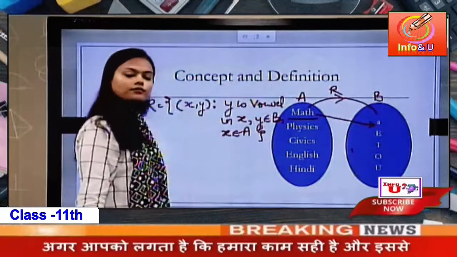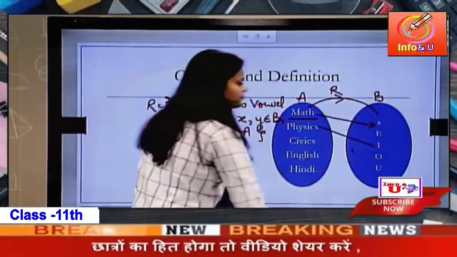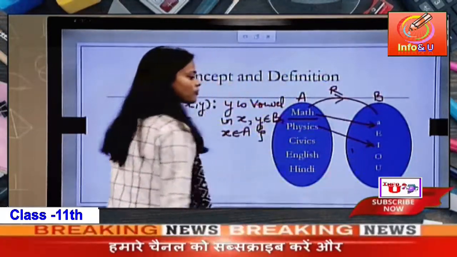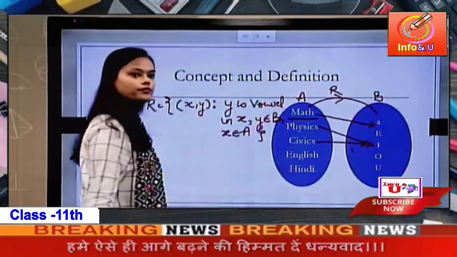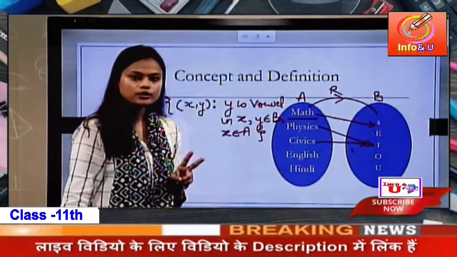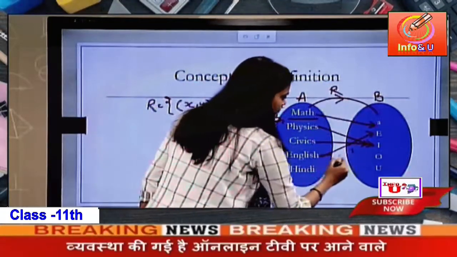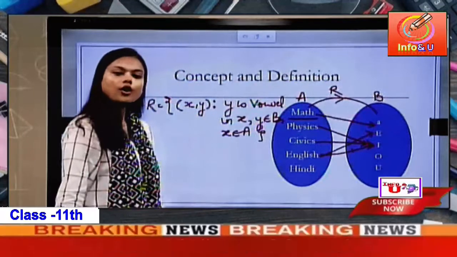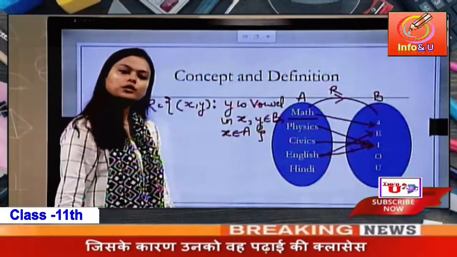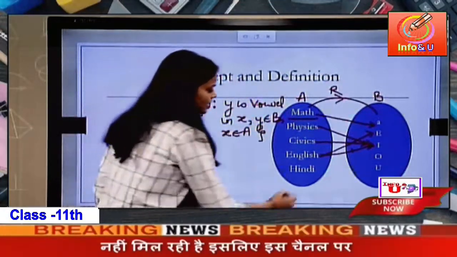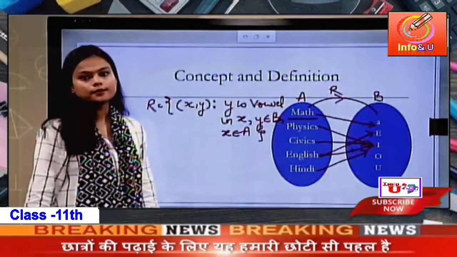Now physics. How many vowels are there in it? Again 1, which is I. In civics, again 1. So 1 ordered pair, that will be with I. English, it consists of 2 vowels, E and I. So the ordered pairs English, E and English, I will be there in the set R. And Hindi, again it is related to I.